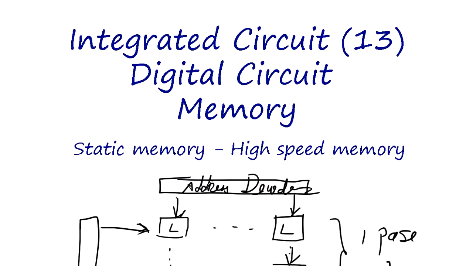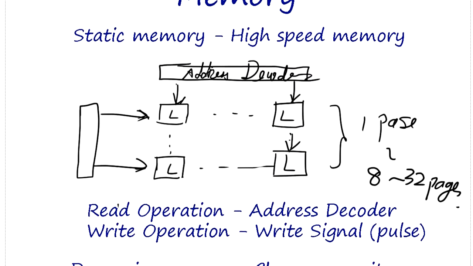Integrated circuit 13, digital circuit memory. There are many different types of memories. Static memory is a very high speed memory, still used in some communication areas, but it used to be used in mainframe computers. Nowadays, the supercomputers are all LSI chip, parallel architecture, so they don't need this type of memory anymore. But it's good to understand how it works.